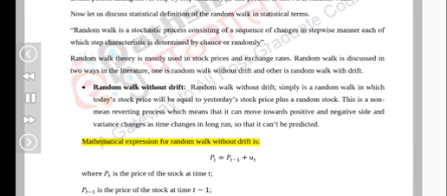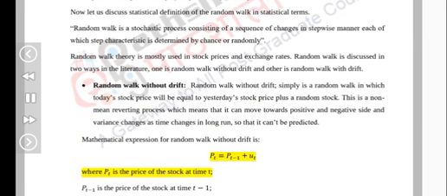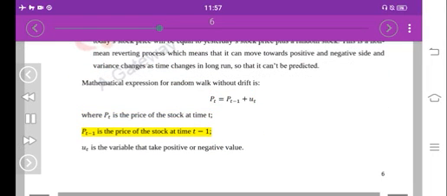The mathematical expression for random walk without drift is P_t equals P_(t-1) plus u_t, where P_t is the price of the stock at time t, P_(t-1) is the price of the stock at time t minus 1, and u_t is the variable that takes a positive or negative value.